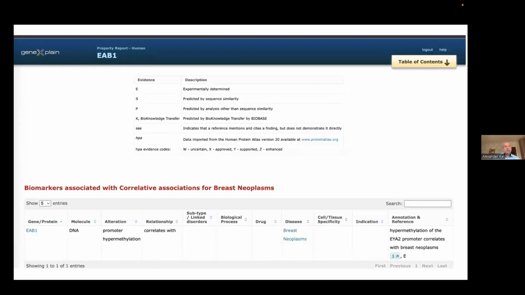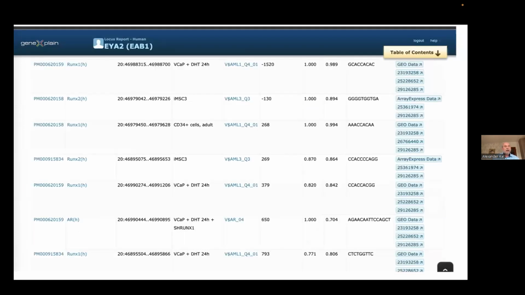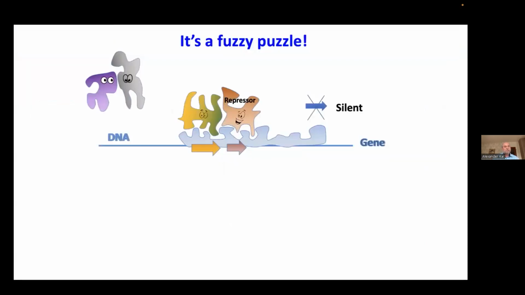Also, it's known that when the promoter of that gene is hypermethylated, it's correlated with breast neoplasm. So it's definitely clear that the epigenetics of that gene, which we are now trying to find out in more detail, plays a major role. We also checked all known ChIP-seq experiments, and we see that there are a lot of RUNX1 or 2 binding sites predicted by various ChIP-seq experiments in the vicinity of the transcription start site of that gene.